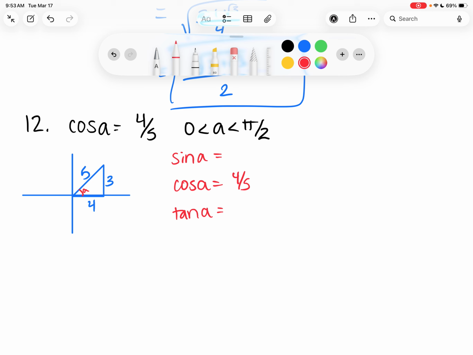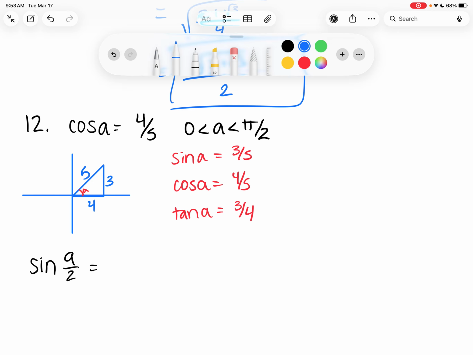3 over 5. What's the tangent of a? That's opposite over adjacent. 3 over 4, not 4 over 3. All right, so what they want me to do is find the sine of a over 2.